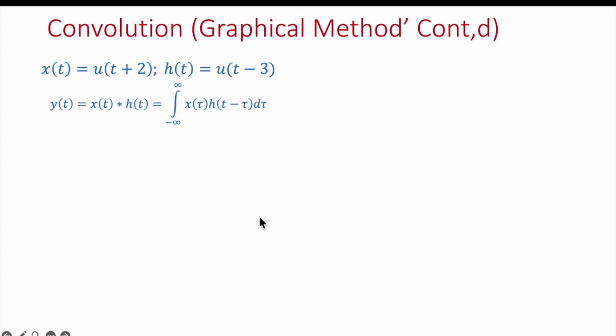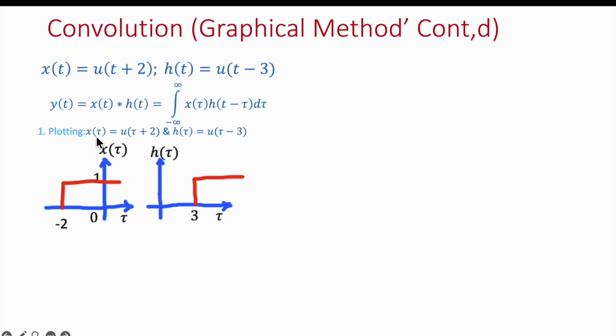Similarly, we have another example: if x of t is equal to u of t plus 2 and h of t is equal to u of t minus 3, and we need to calculate the convolution of x of t and h of t using these two formulas, or you can use the graphical method. In the graphical method, the first step is that you need to plot h of tau and x of tau. The x of tau you can plot by using this equation.